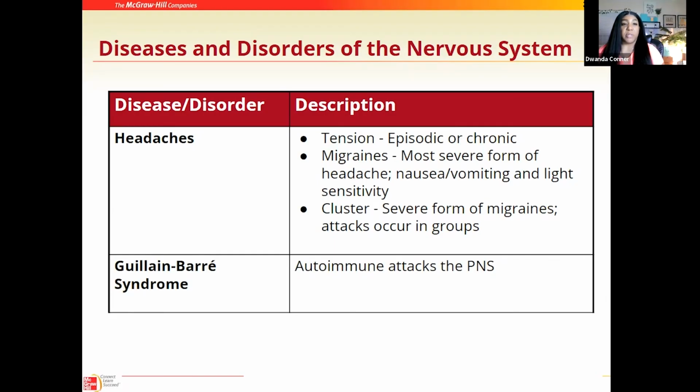Very last disorder there is called Guillain-Barré syndrome, and this is an autoimmune disease that attacks the peripheral nervous system over time. And when you hear the term autoimmune, that means that the body is fighting its own healthy cells.